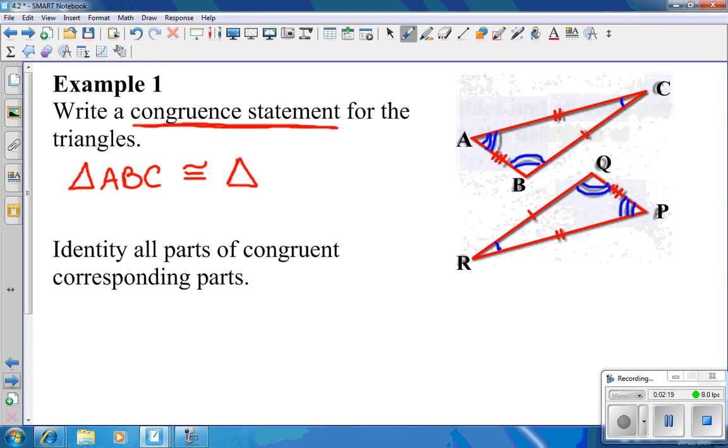R. Okay, so somebody said P and somebody said R. Well, A has how many marks? Three. So P has 3 marks. Good. Now, if I went from A to B goes from 3 arcs to 2 arcs and 3 markings between, right? So the next one would be Q, and then the last one has to be R. Order matters. Anytime I write a congruent statement, I can automatically tell what angles are congruent and what segments are congruent. Okay? Because of the congruent statement.